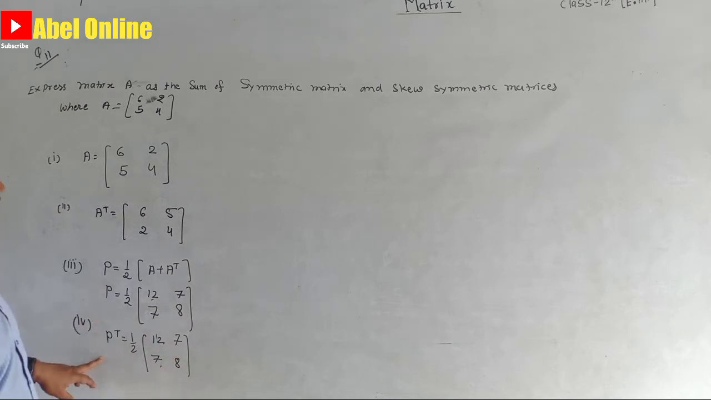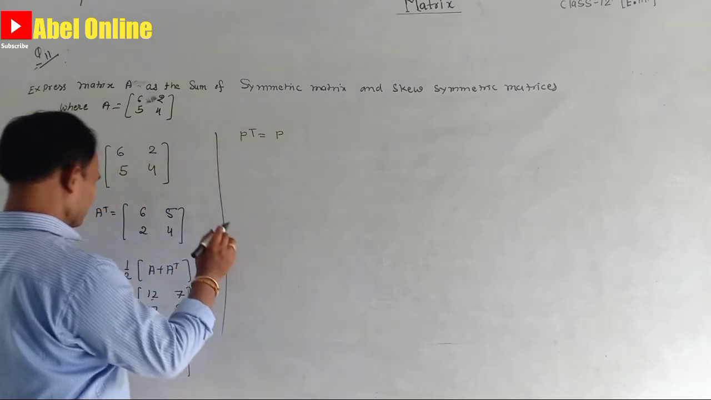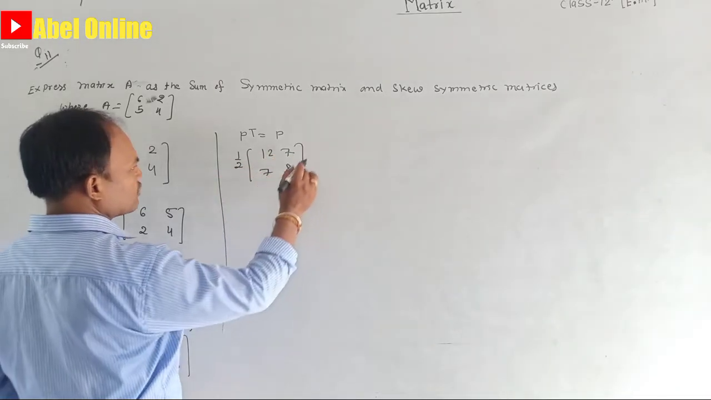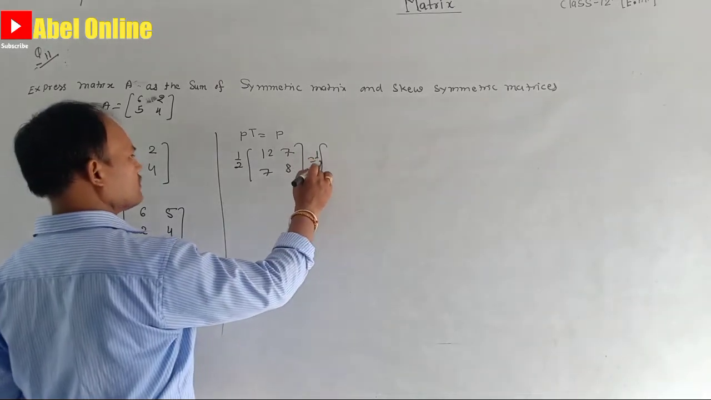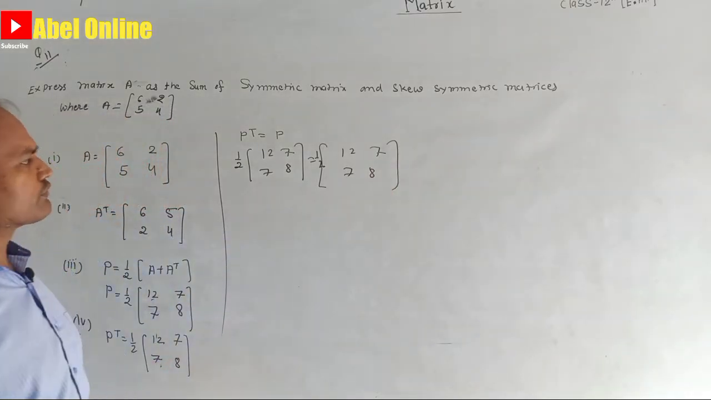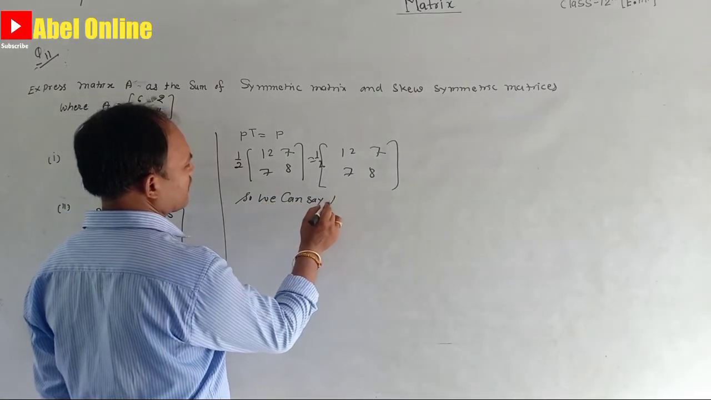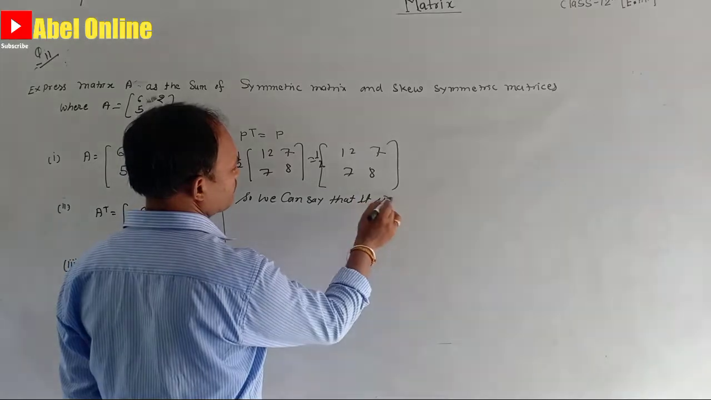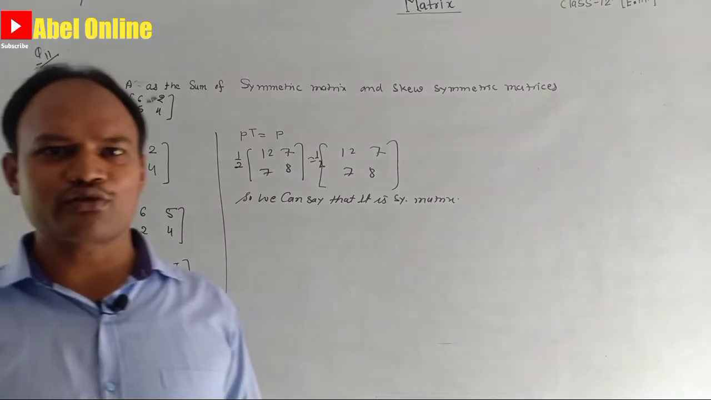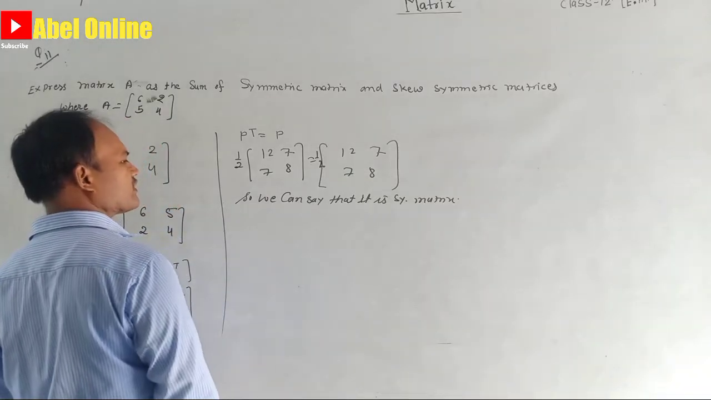So if it is P and it is P transpose, we can say P transpose equals P or not. So just check. P transpose is 1 by 2 times 12 7 7 8. What about P? P is 1 by 2 times 12 7 7 8. Both are the same or not? Both are the same. So we can say that it is a symmetric matrix.